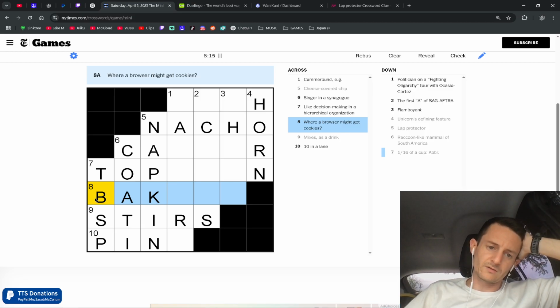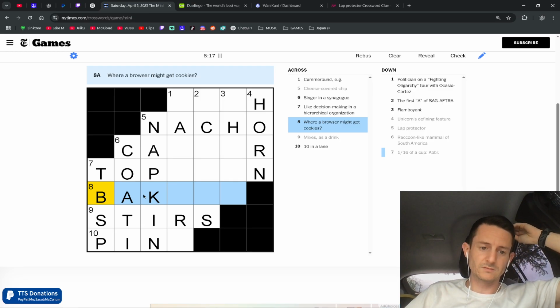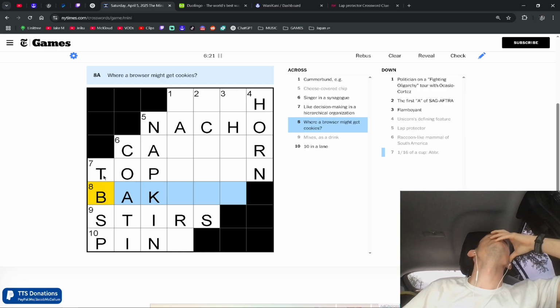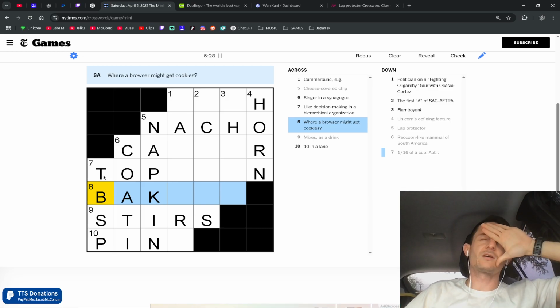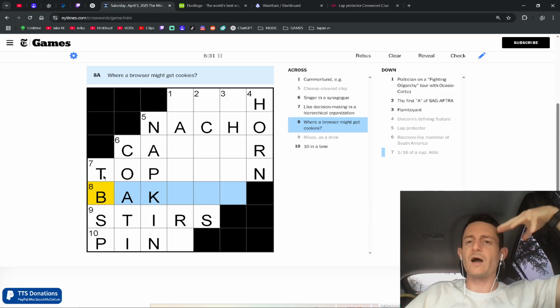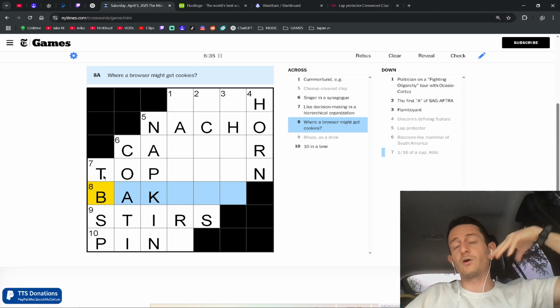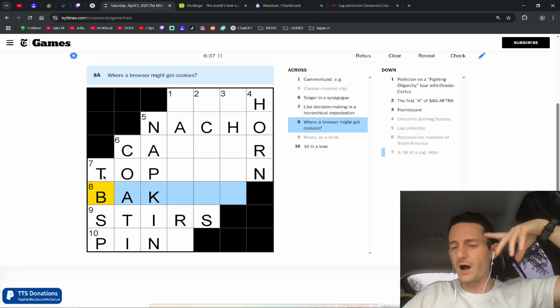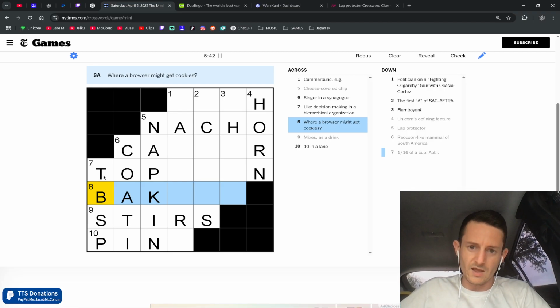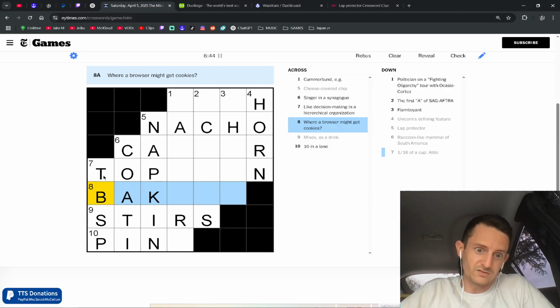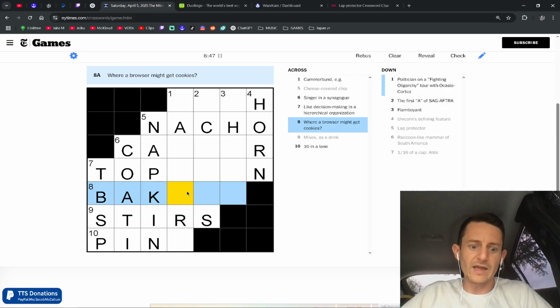Where a browser might get cookies. A bakery. Where a browser might get... Wow. I was not thinking about it that way. I was thinking about browser like Google Chrome or Safari or Firefox. And when I saw cookies, my nerdy mind was like, oh, you mean cookies like what you catch on the internet? Do you accept these cookies? Not literally like a bakery.